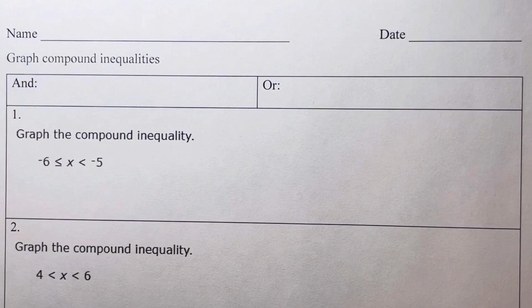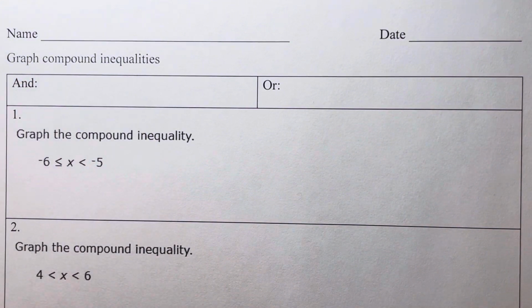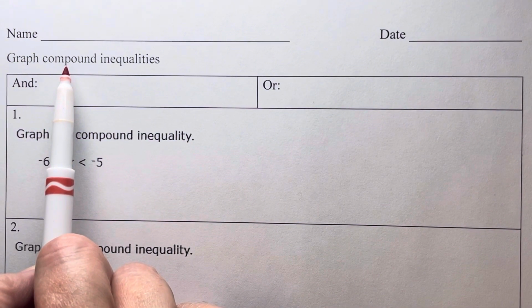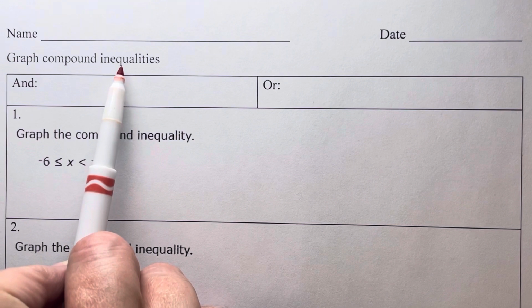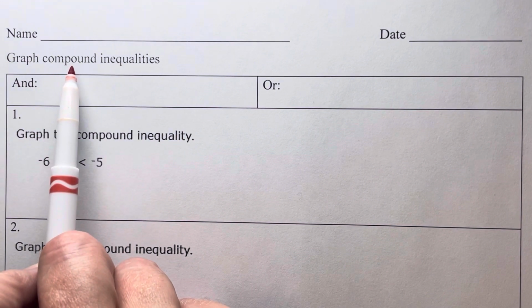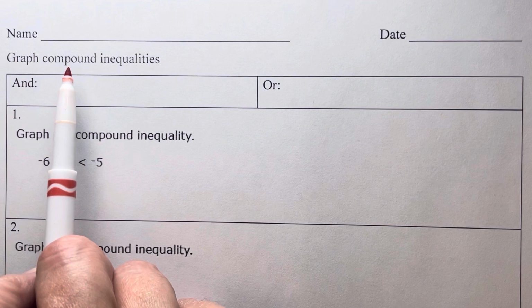In today's math lesson, we're going to graph compound inequalities. So let's talk about the word compound. It means that in your inequality, there is going to be more than one greater than or less than symbol occurring, which tells us that there is more than one condition that must be met.